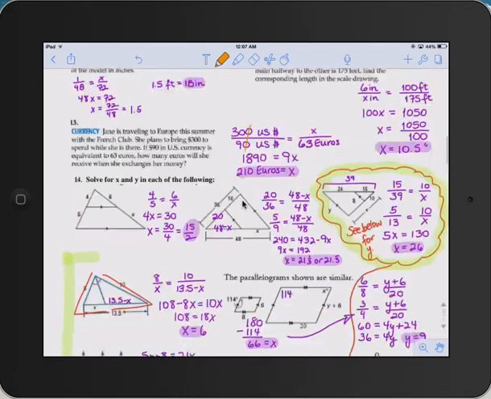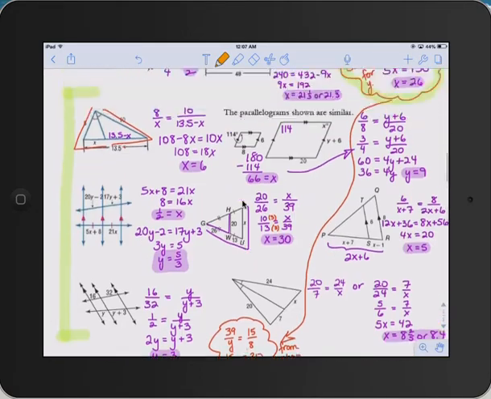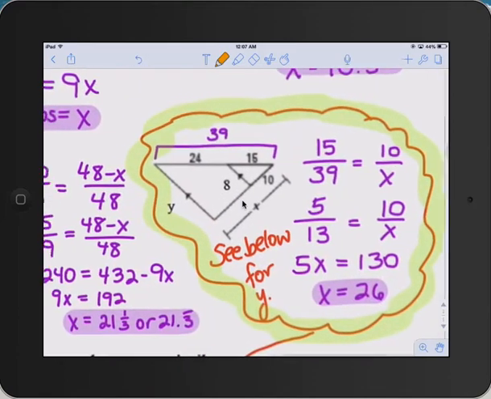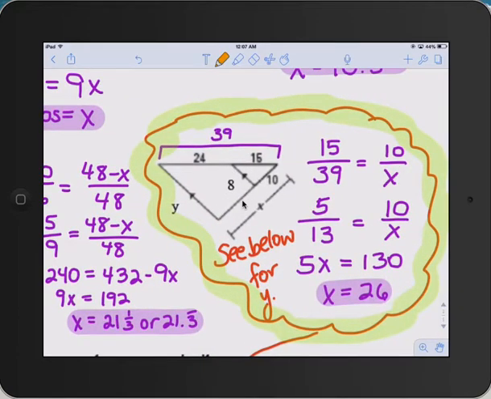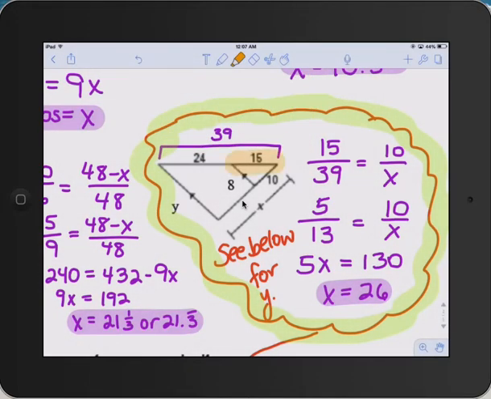So down on the second page, this problem over on the side that I have highlighted to the right. When you're finding y, you're doing something similar to what we were just talking about. So 15 to 39 and 10 to x, that's using similar triangles, right? So 15 to 39 is 2 sides of triangles, and then 10 to x, other two sides of triangles.